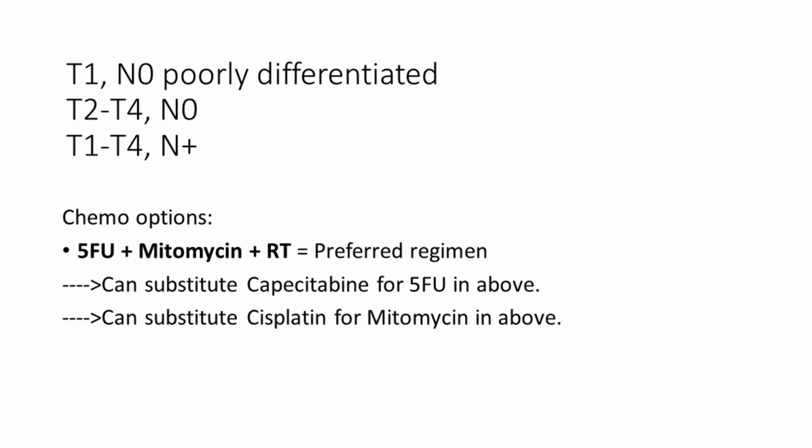For T1, N0 poorly differentiated, T2-T4, N0, or T1-T4, N+ cases, the preferred chemo regimen is 5-fluorouracil with mitomycin and radiation. Capecitabine can substitute for 5-FU, and cisplatin can substitute for mitomycin.